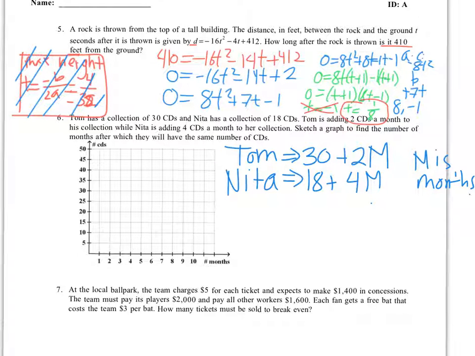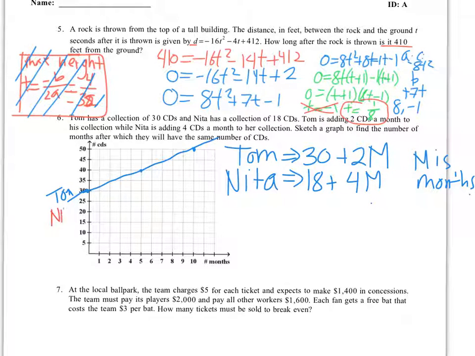Sketch a graph to find when they'll have the same number of CDs. Well, these graphs don't really go well for us because we can't really see the points we need, but we'll do the best we can. So 30 plus 2 per month, we're going to start at 30. This is Tom. And after 5 months, he's going to have 10 more. After another 5 months, he's going to have another 10 more. Hey, look at that. That's pretty good.